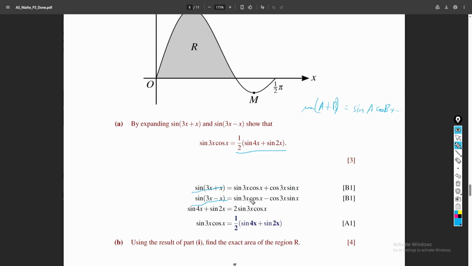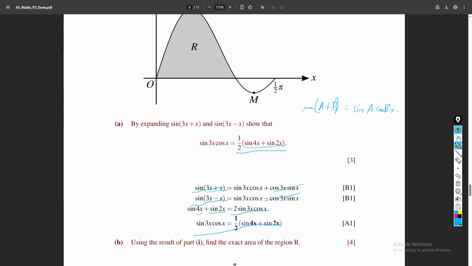Since we're using the formula, we add these two parts. So 3x plus x is sine 4x, and 3x minus x is sine 2x, which is this. And then when we add these, these two parts cancel each other out, and we are left with this. So we're almost there. We just take the 2 to the left, so it becomes half, and then we get this. So yeah, that's it shown.